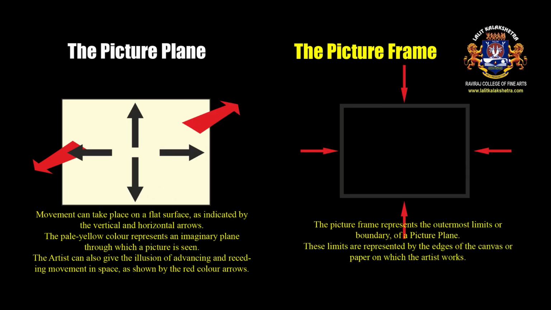The picture plane. Movement can take place on a flat surface, as indicated by the vertical and horizontal arrows. The pale yellow color represents an imaginary plane through which a picture is seen. The artist can also give the illusion of advancing and receding movement in space, as shown by the red color arrows.